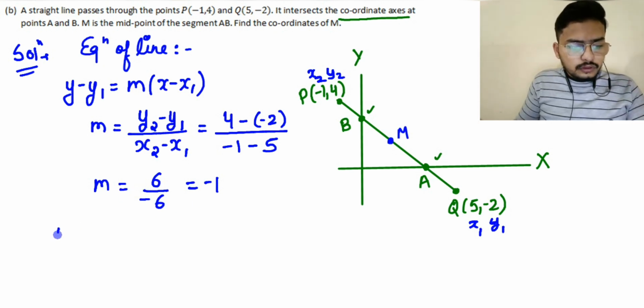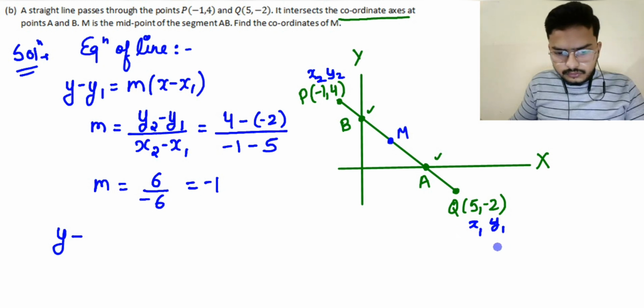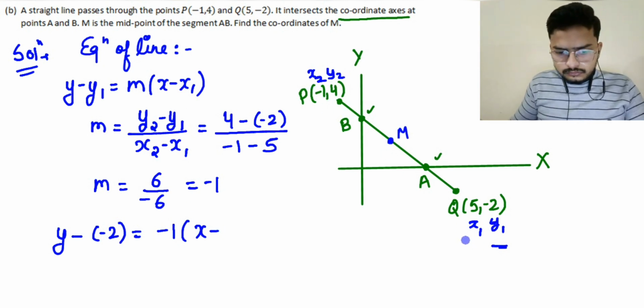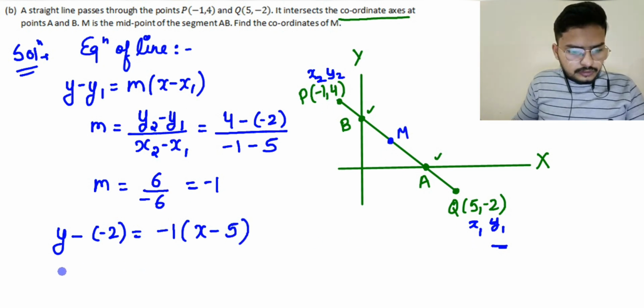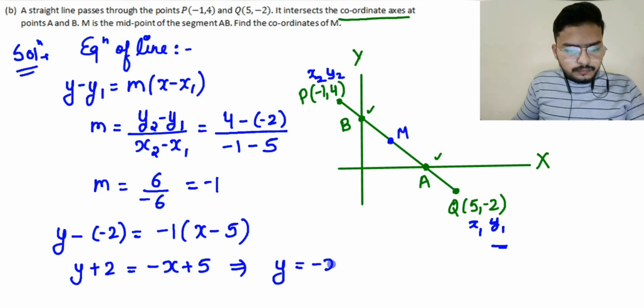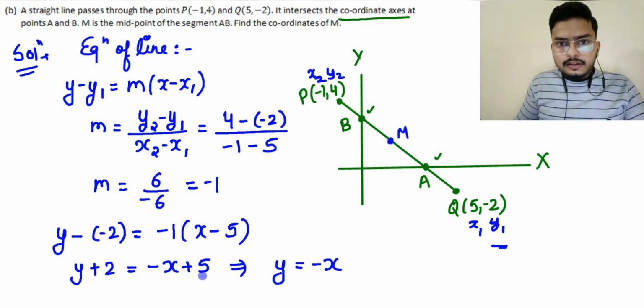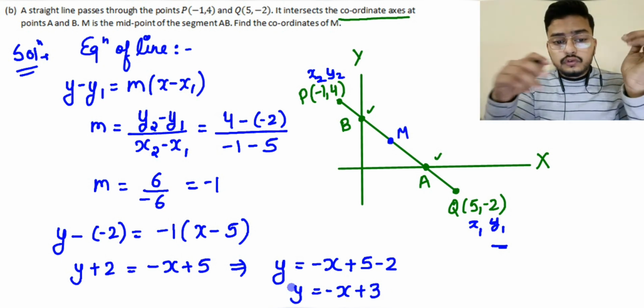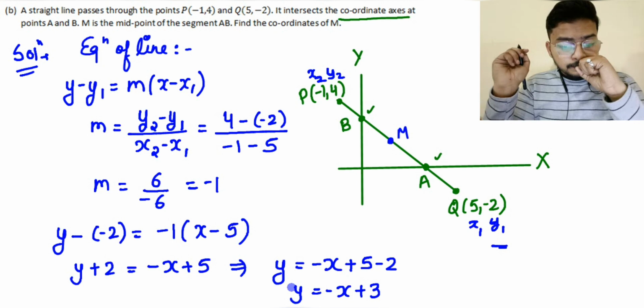So how can we find the equation? y minus y1, where y1 is -2, equals m, that is -1, times x minus x1, where x1 is 5. Just solve it a little bit. So y plus 2 equals -x plus 5. Taking this 2 to the other side as negative, y equals -x plus 5 minus 2. So y equals -x plus 3. This is exactly the equation of the line PQ.